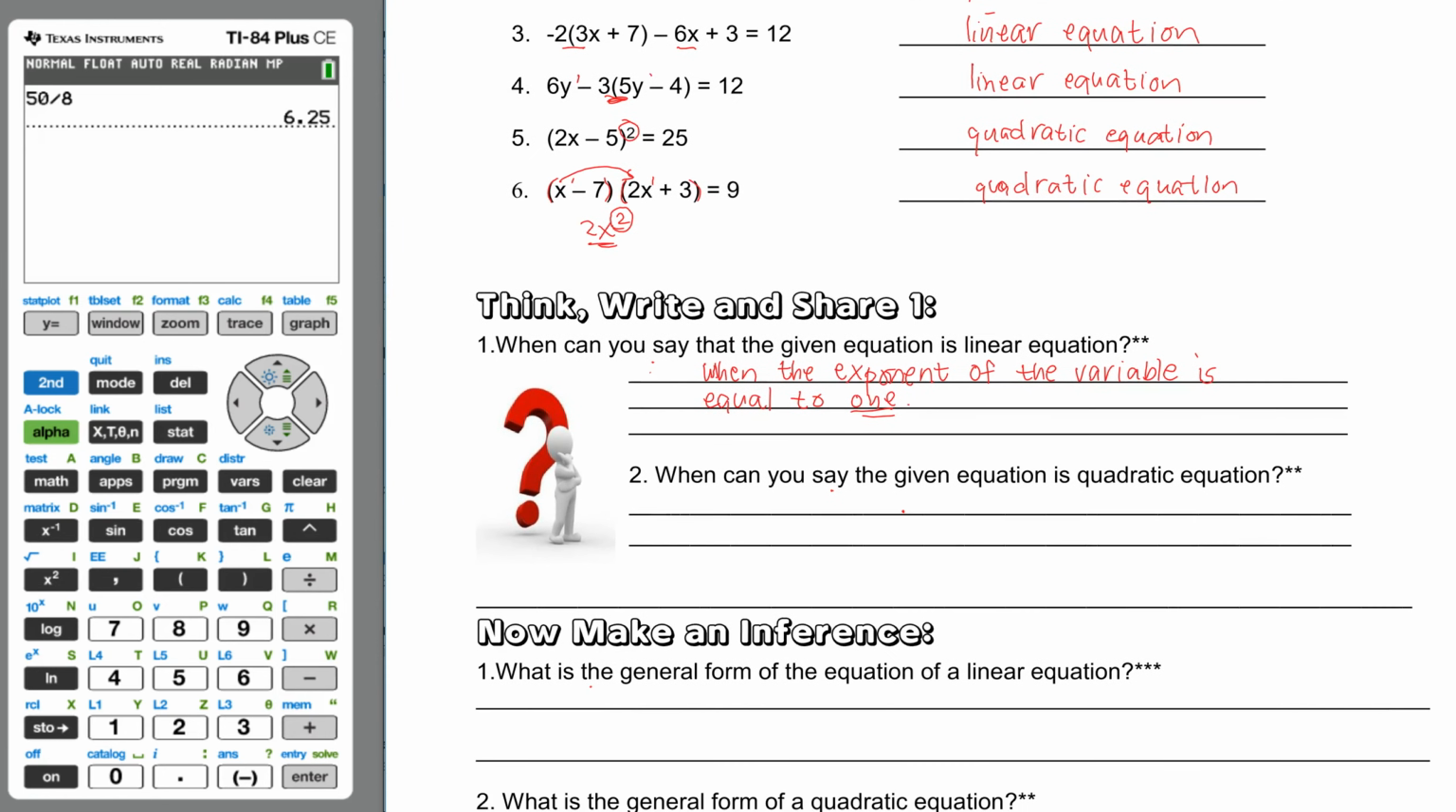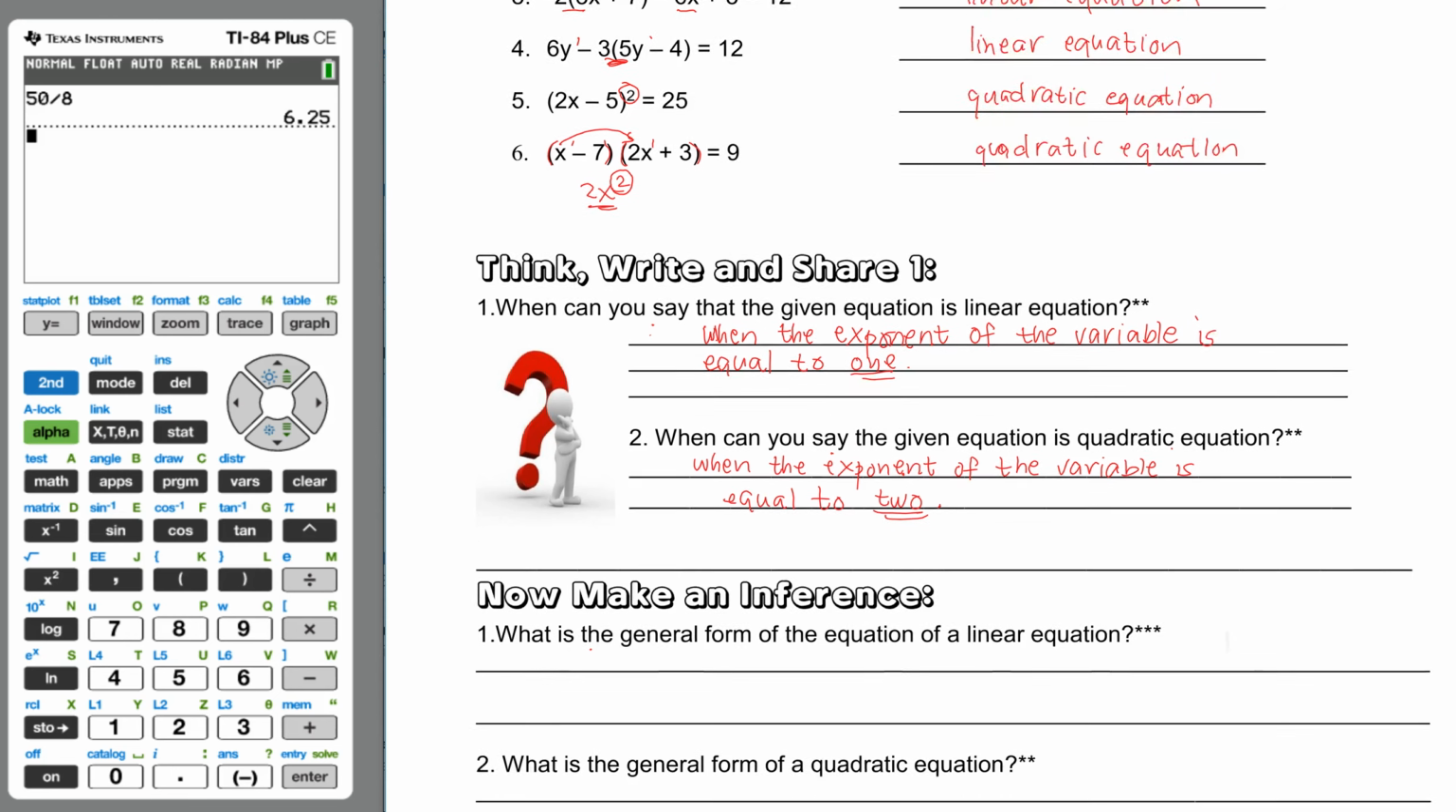Now the second question, when can you say that the given equation is quadratic? Here you can see that when you see a square exponent or 2, that makes it a quadratic equation. So when the exponent of the variable is equal to 2, the highest exponent.